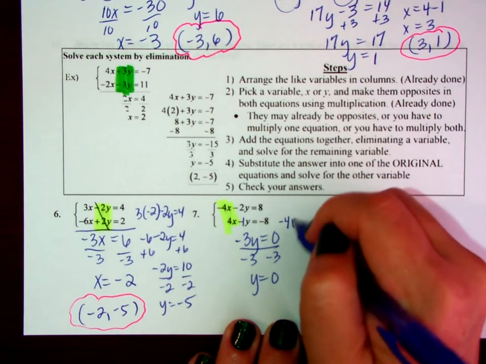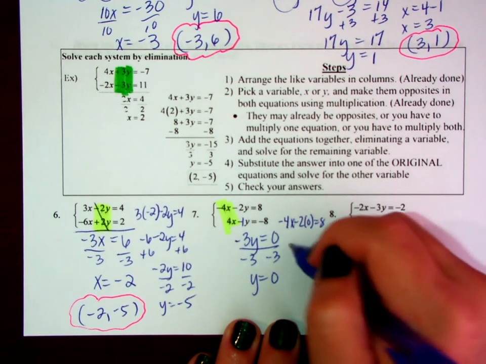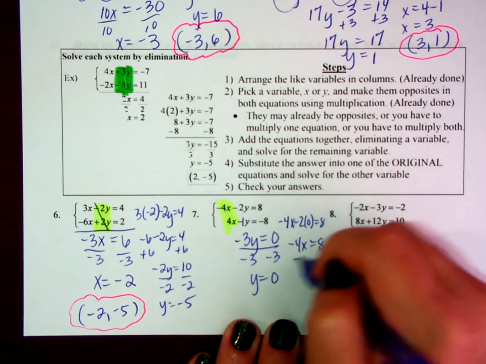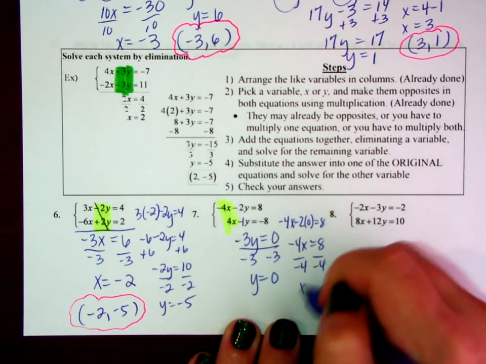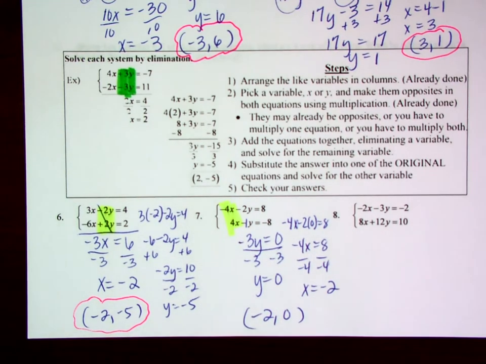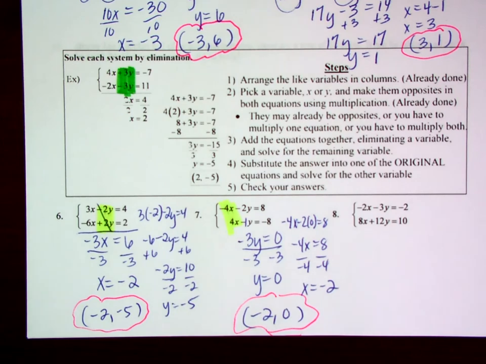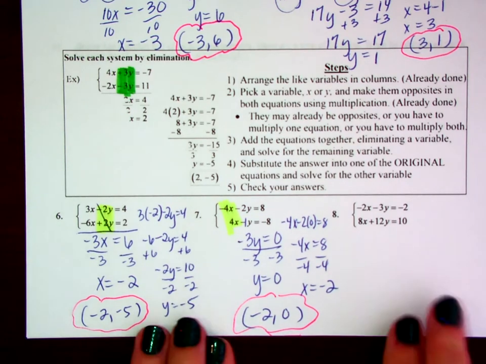So then we plug this into either of the two equations. That zeroes out and we get -4x is equal to 8 and x equals -2. Again, you can have a 0. That just means that this is the point of intersection at the x-intercept of (-2, 0).